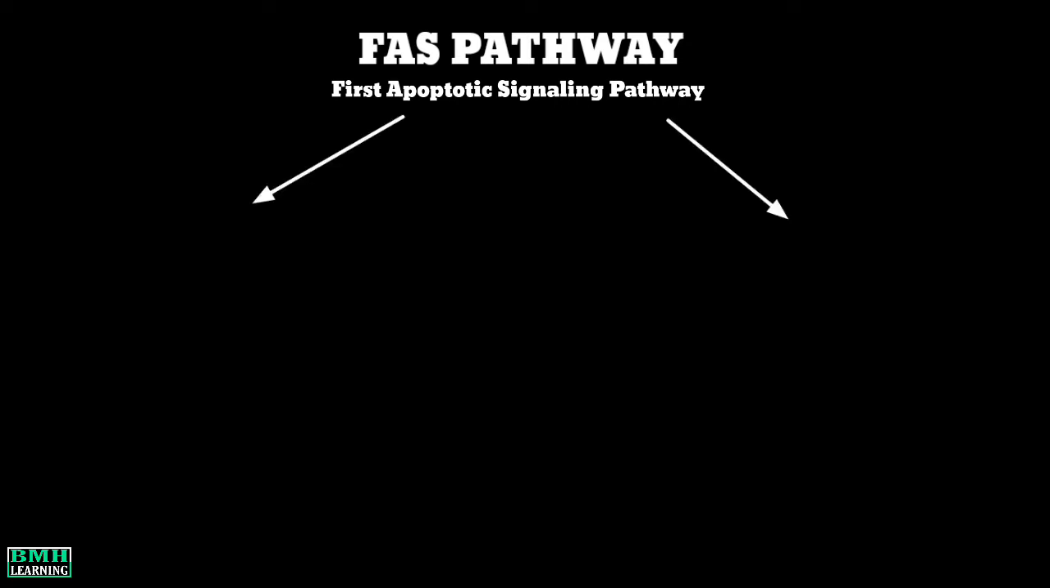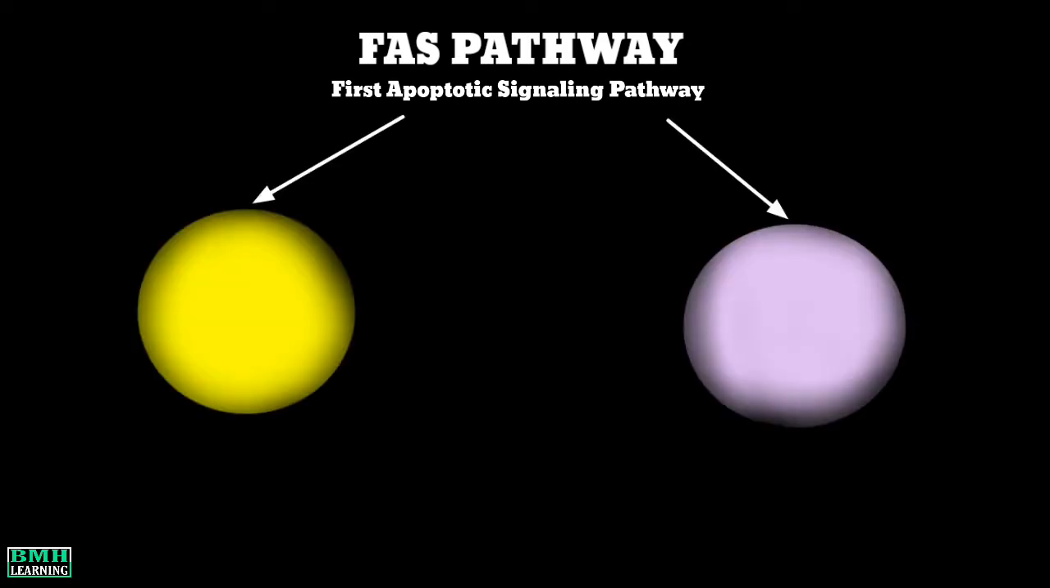So, we are dealing with apoptosis, and this video will feature the FAS pathway of apoptosis. In short, we say, in the FAS pathway, or first apoptotic signaling pathway, the apoptotic signals are transferred between two cells. One of these cells is named the signaling cell, and the other is called the target cell.